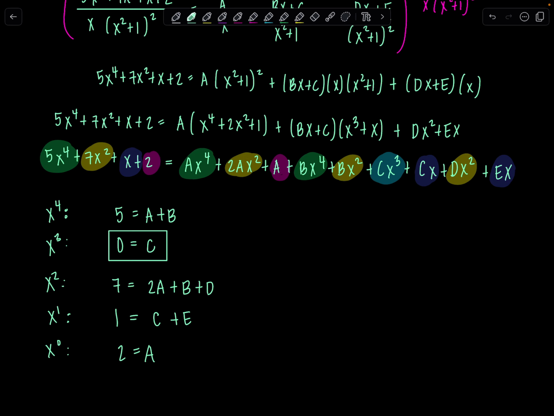So if I know A is 2, then I can come back to the first equation. That means B is 3. Perfect, perfect. Look at us. And then if B is 3, A is 2, I can already find D right here. 7 equals 2 times 2, that's 4, plus B is 3, plus D. So 7 equals 7 plus D, D is 0.